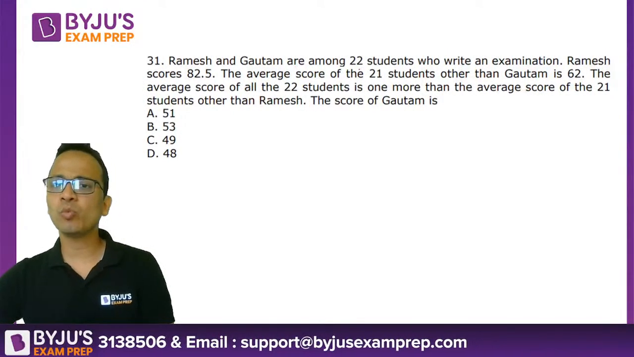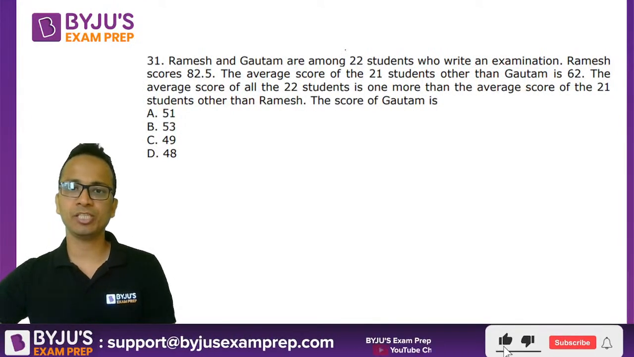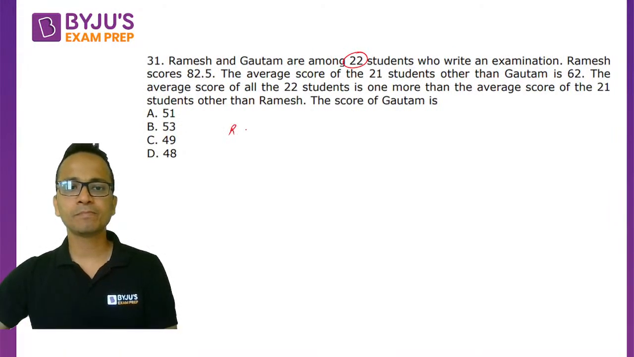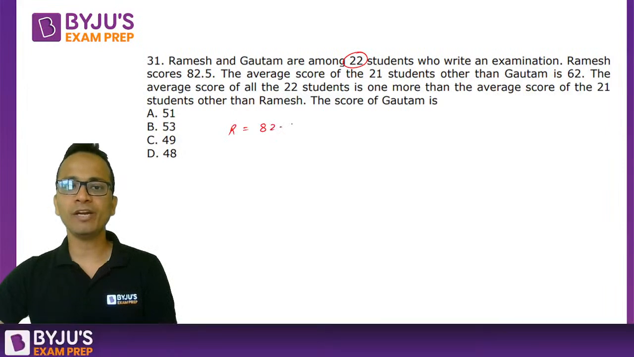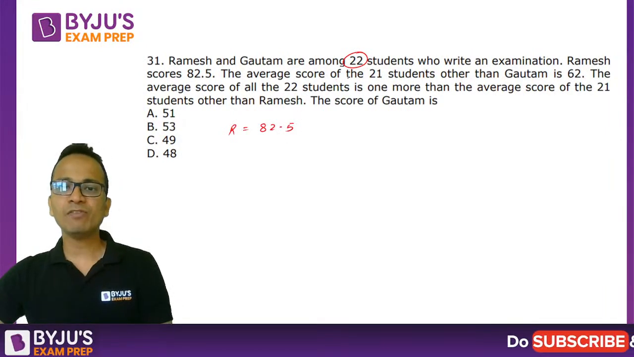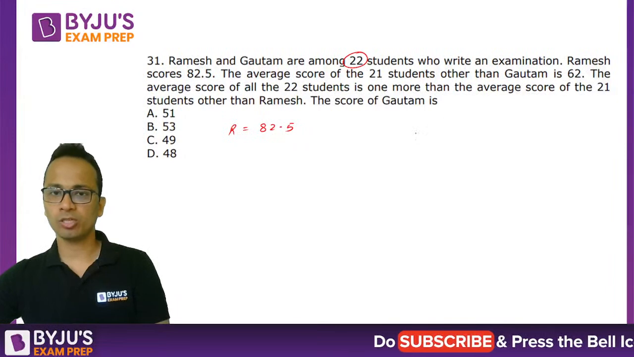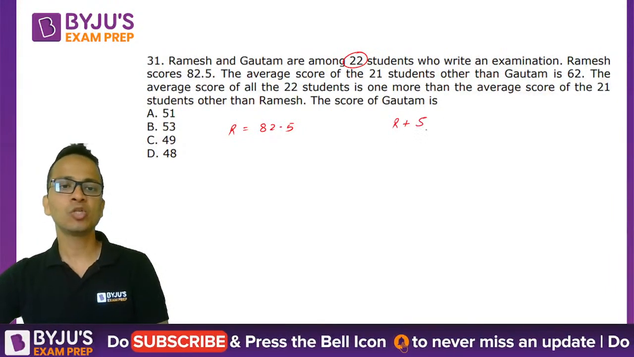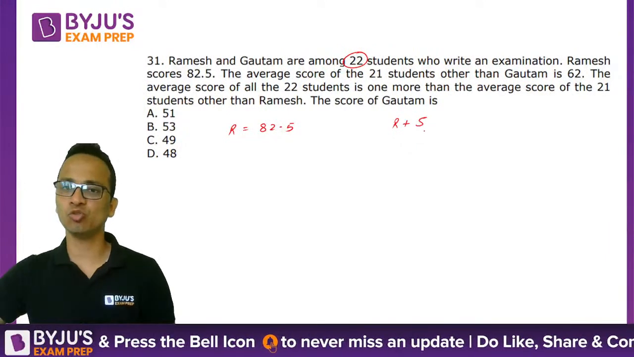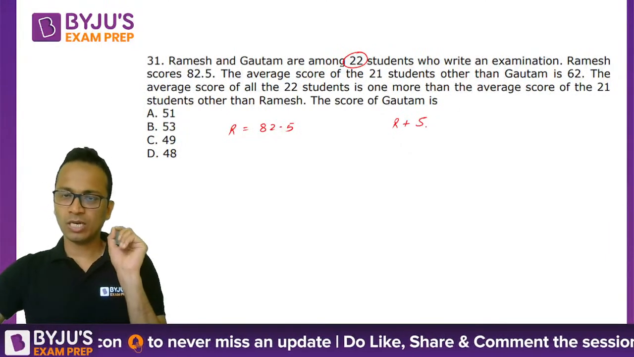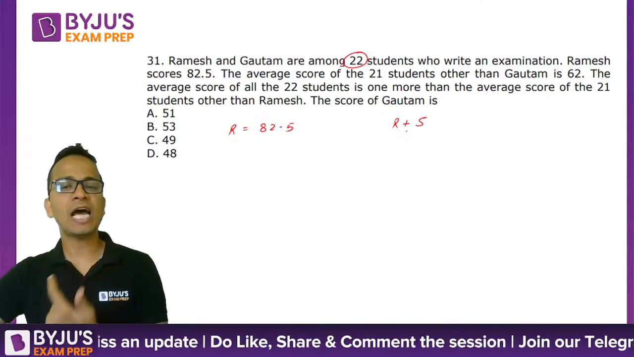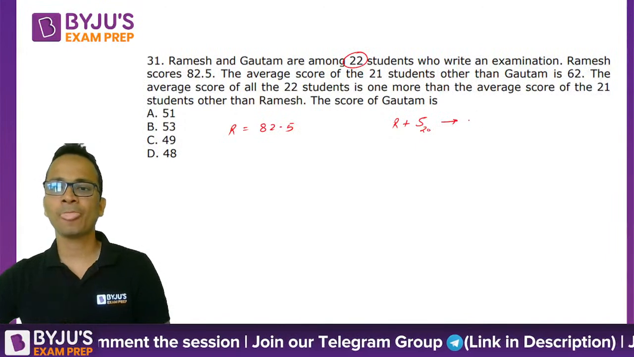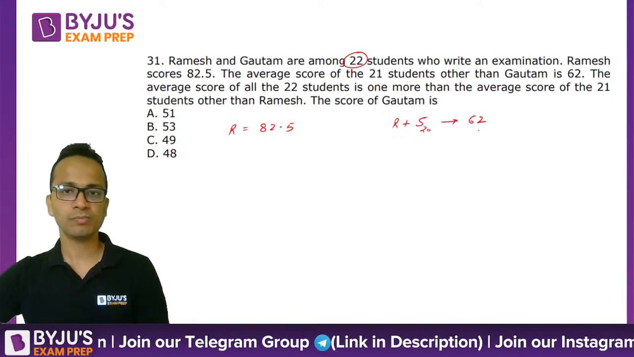Ramesh and Gautam are among 22 students who write an examination. So there are a total of 22 students. Ramesh's score is 82.5. The average score of 21 students other than Gautam. So Ramesh plus 20 students, let me assume them as S. So other than Gautam, Ramesh and the other 20 students, their average is 62.